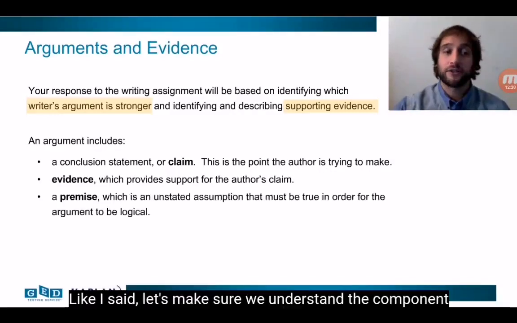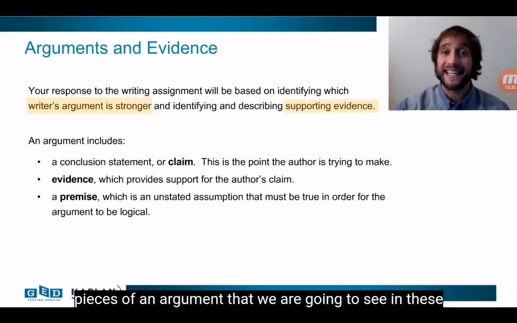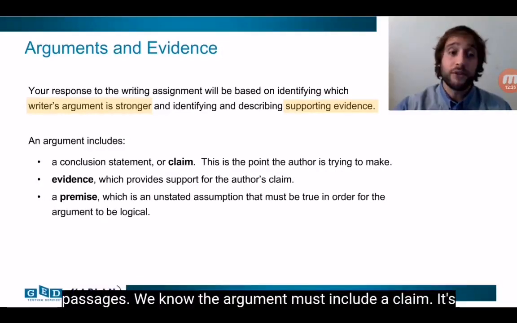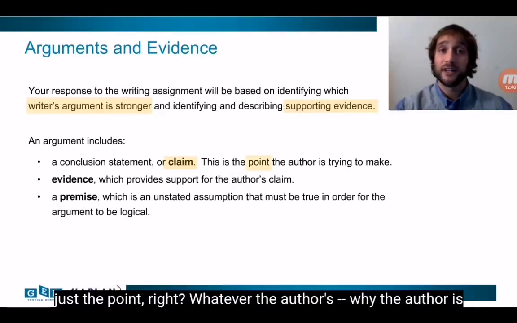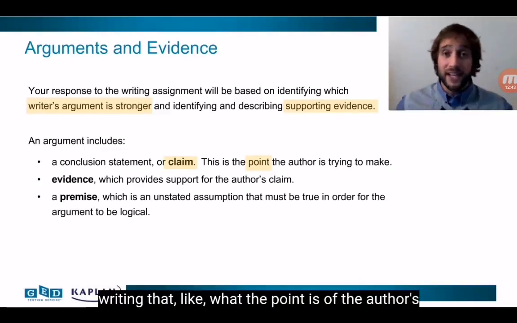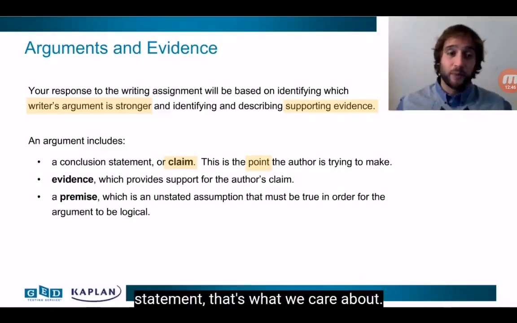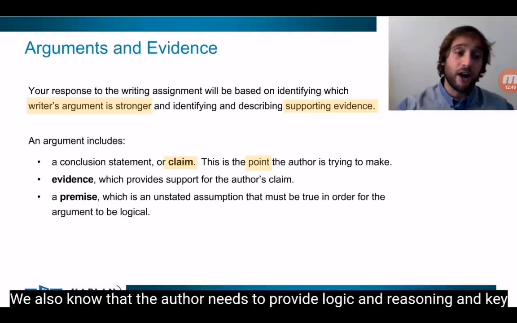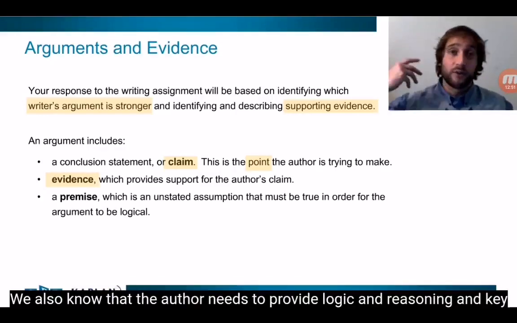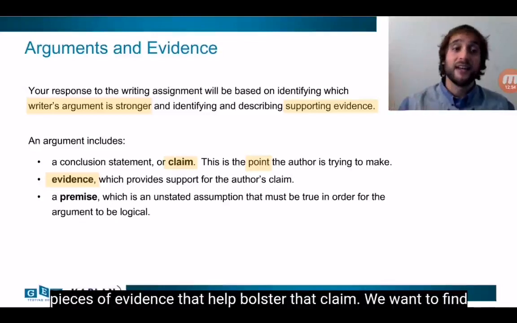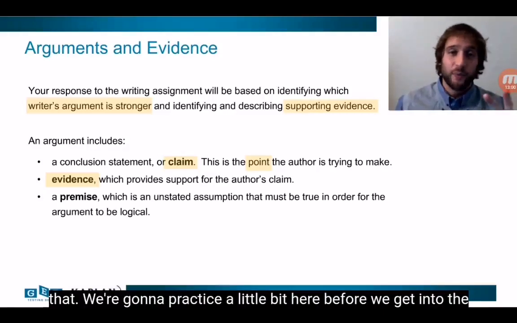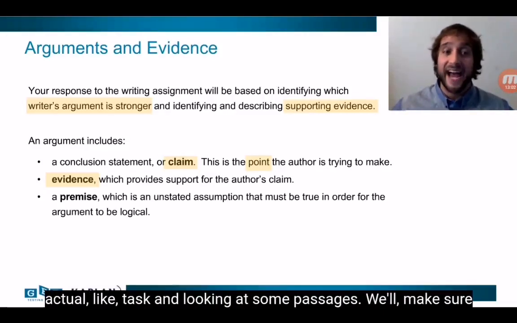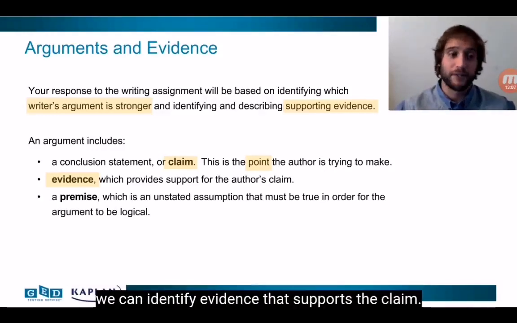Like I said, let's make sure we understand the component pieces of an argument that we are going to see in these passages. We know that the argument must include a claim. It's just the point, right? Why the author's writing that, like what the point is of the author's statement, that's what we care about. We also know that the author needs to provide logic and reasoning and key pieces of evidence that help bolster that claim. We want to find that. We're going to practice a little bit here before we get into the actual task and looking at some passages. We'll make sure we can identify evidence that supports a claim.